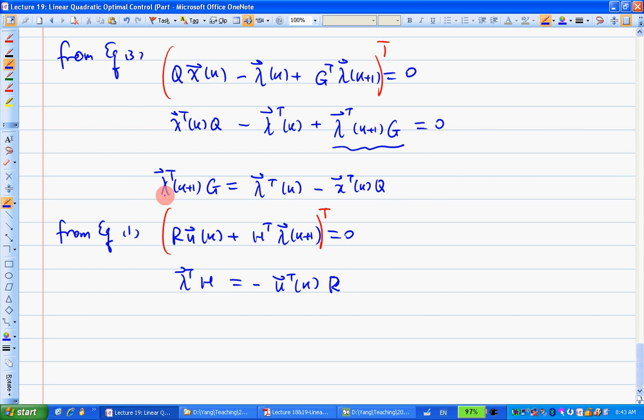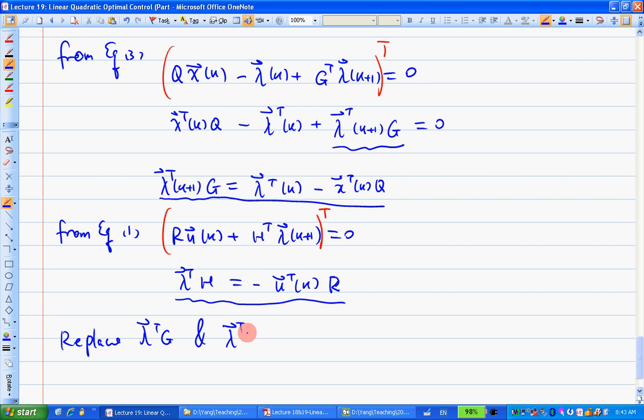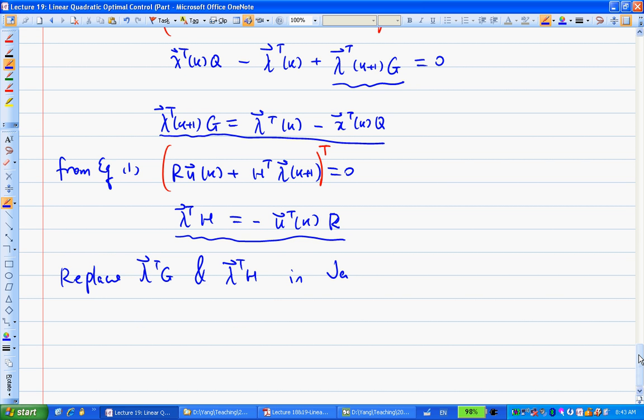It's also symmetric, so you can get rid of that transpose sign here, right? So now you have this term, this term, and this term. Replace the lambda transpose G and lambda transpose H in the JA term. If you replace that in JA, you will find that JA is greatly simplified, which becomes 1/2.